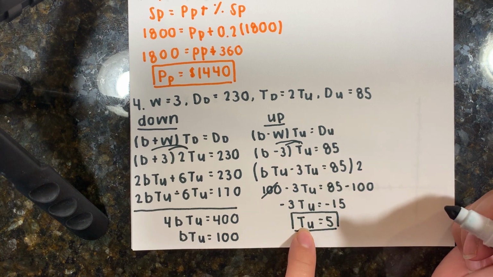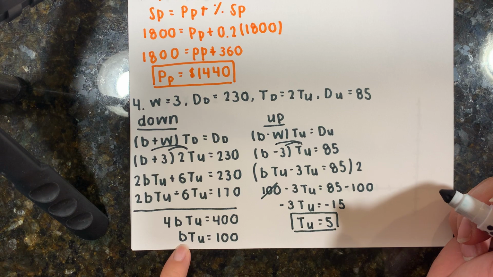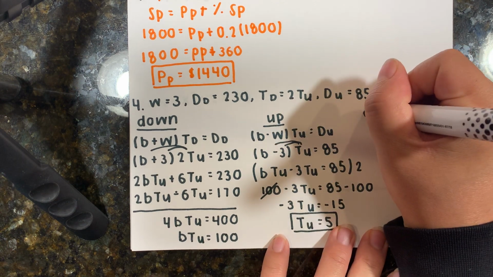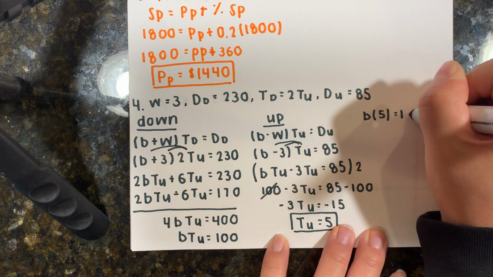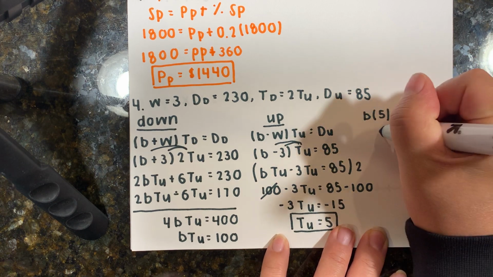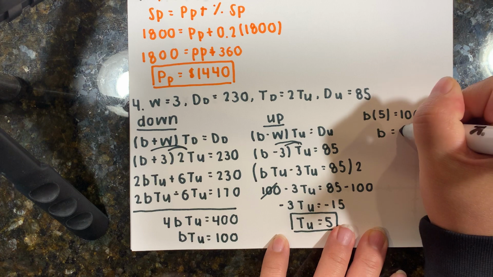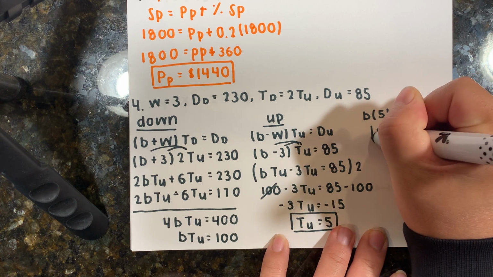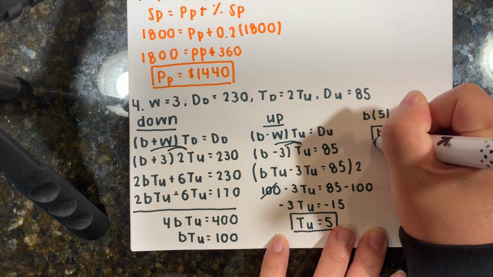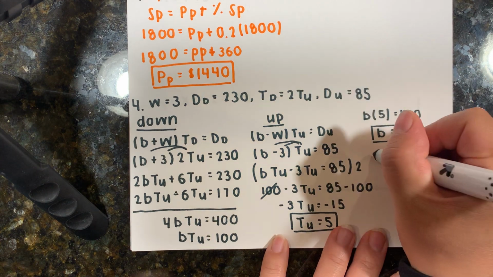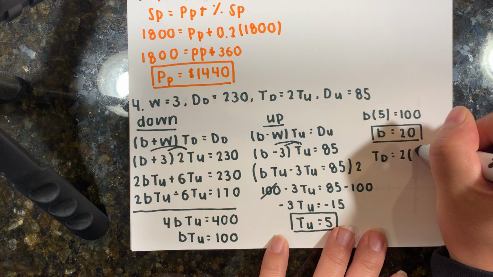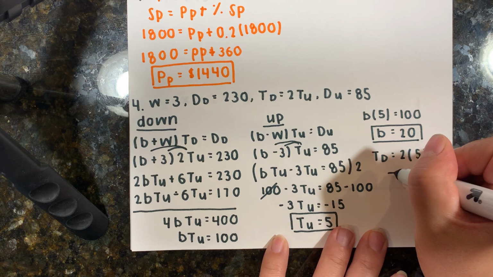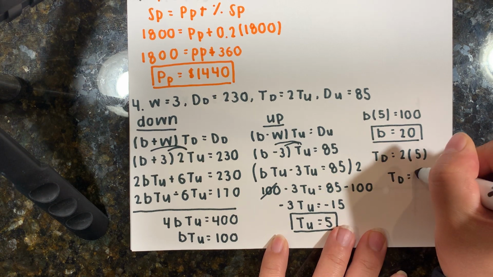Now that I know what TU is equal to, I can solve for B, because B times 5 is equal to 100, which means that the speed of the boat is going to be 20. We also can solve for TD, because TD is equal to 2 times TU. So TD is equal to 10.